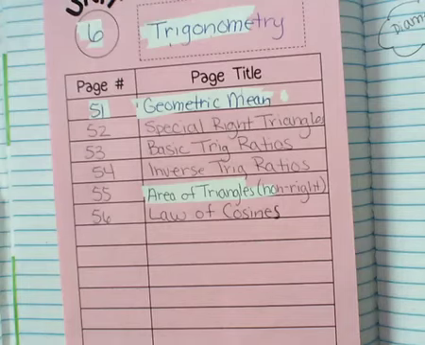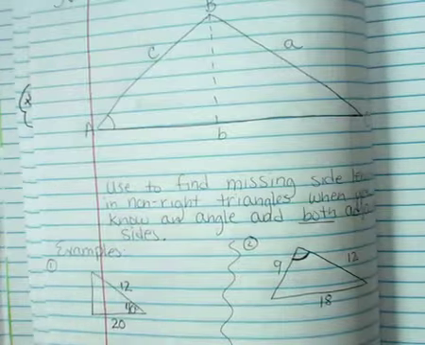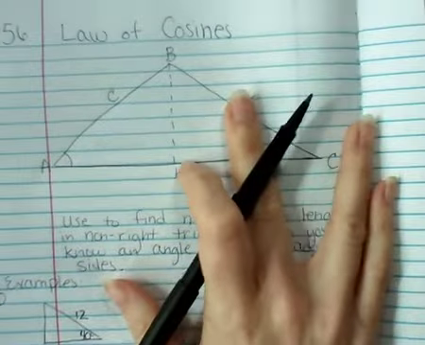All right, this set of notes will be page 56, and we'll cover how we use the law of cosines to find sides and angles when we don't have right triangles. So let's turn to page 56 in our notes.